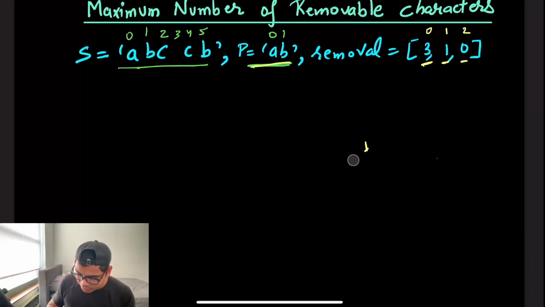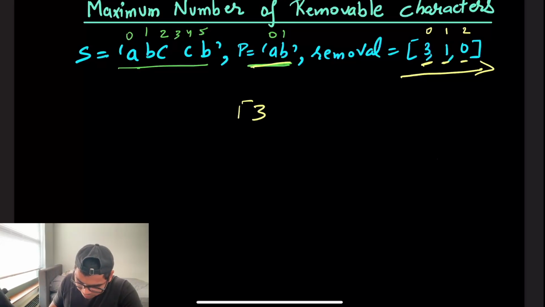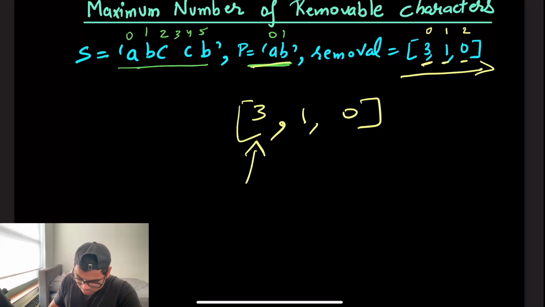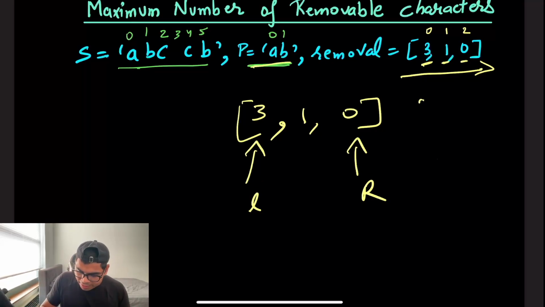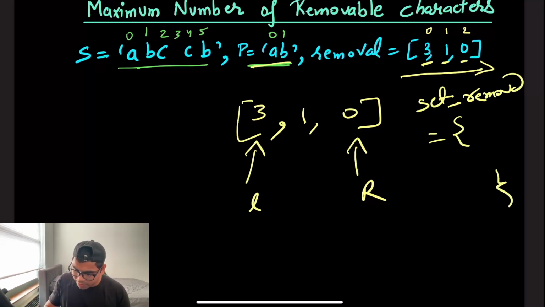So what we were doing is we were linearly trying to check the right k in this way. Rather than doing that, we will have left and right pointers on the removable array, and then we'll have a set called removed set, which will basically hold the values that we are choosing when we are calculating the mid.